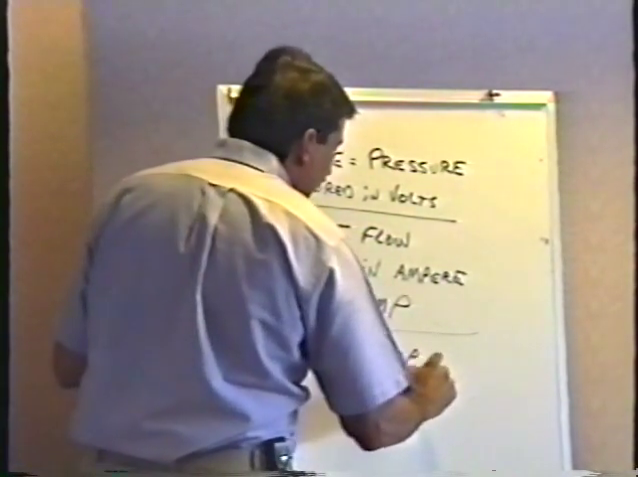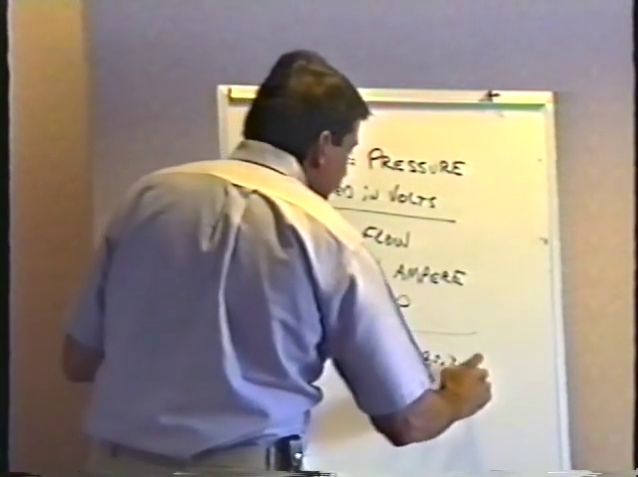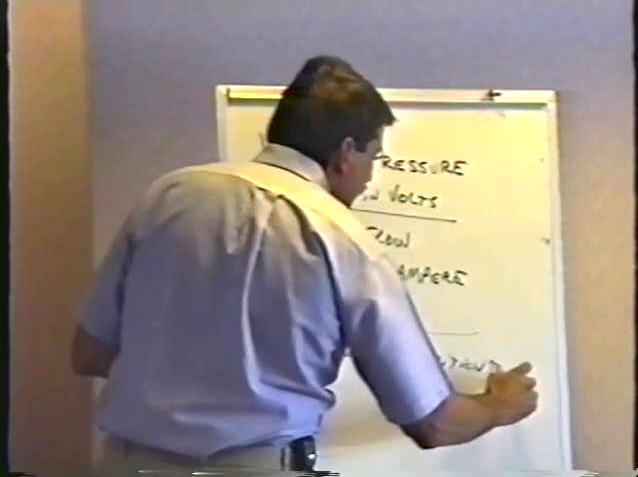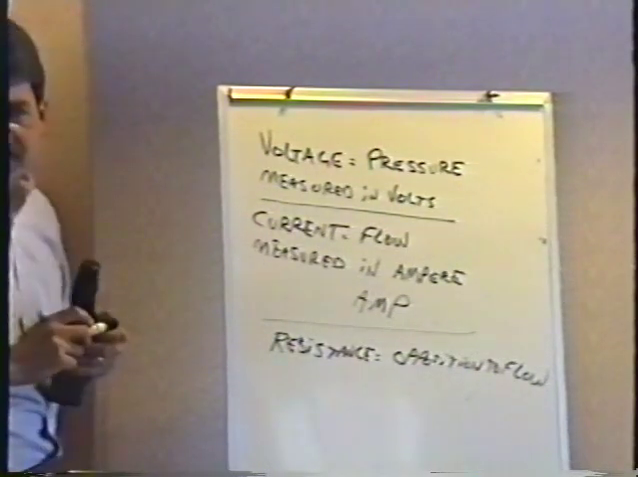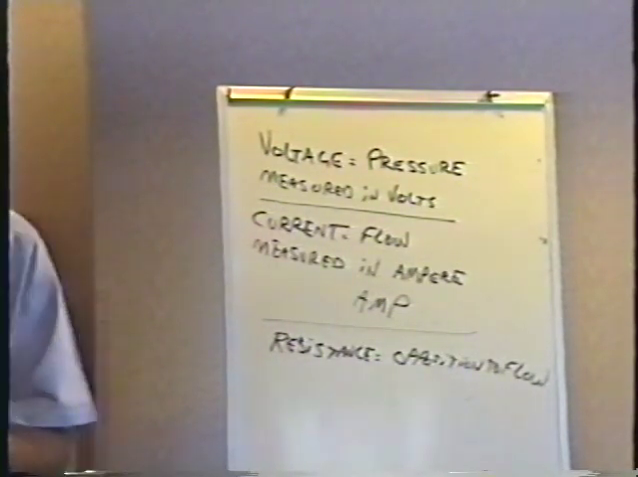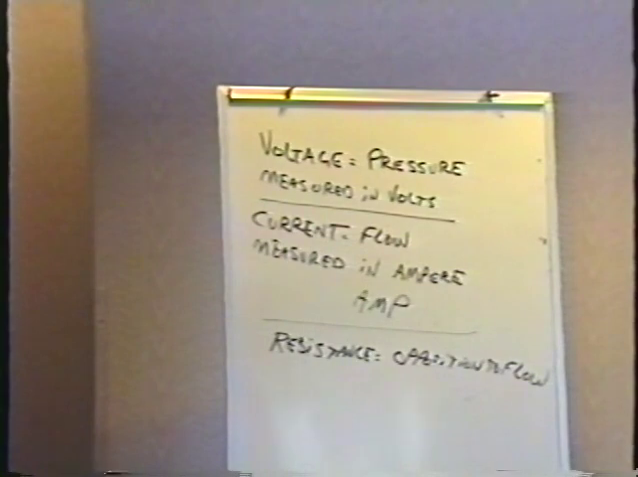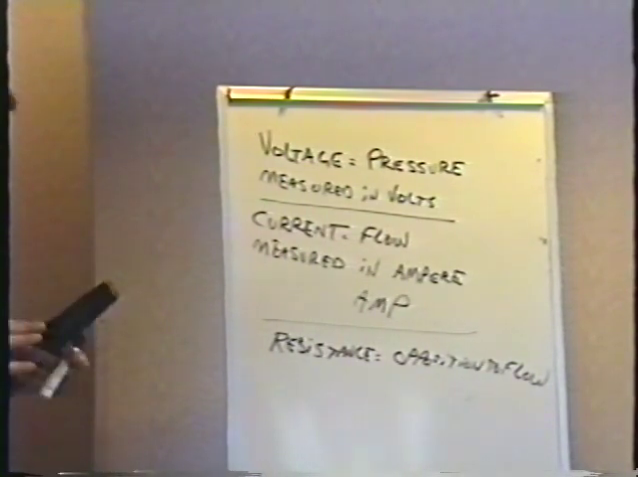Resistance is defined as the opposition to the flow of electric current. Now that's really complicated. Here's what I really mean by that, though.